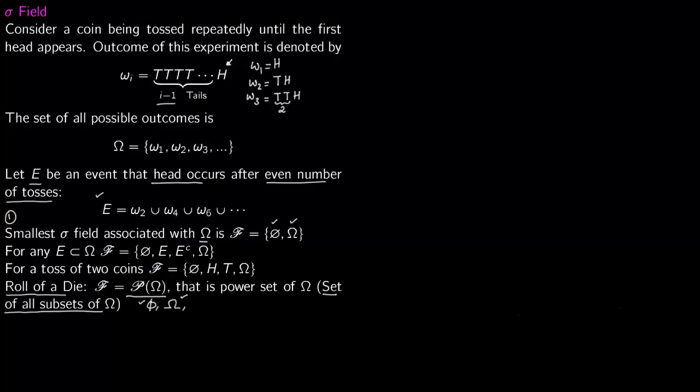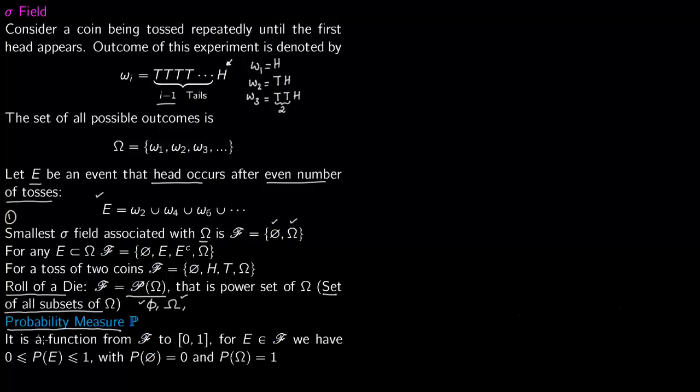So sigma field is important to define probability. So probability measure P. So what is probability measure P? It is a function from our sigma field to interval 0 to 1. So we have our sigma field here. You put probability on it and you land in the interval 0 to 1. So what does the sigma field consist of? It consists of events. So probability acts on this event and gives you probability of this event E, which obviously lies between 0 and 1.